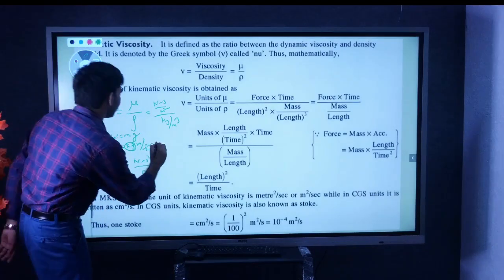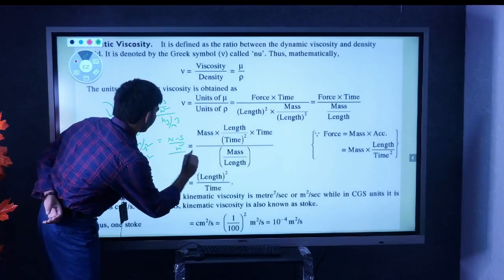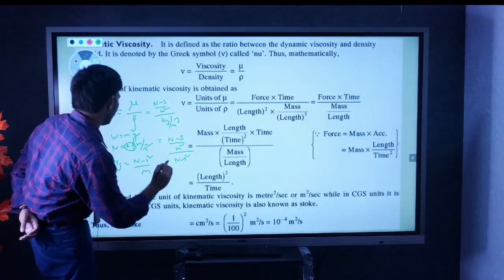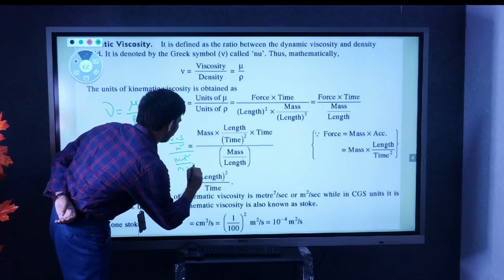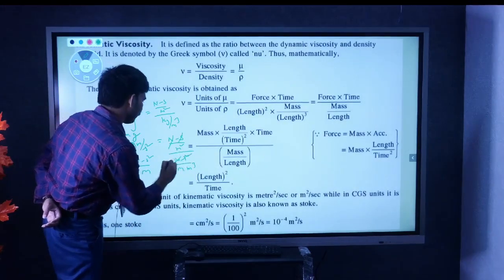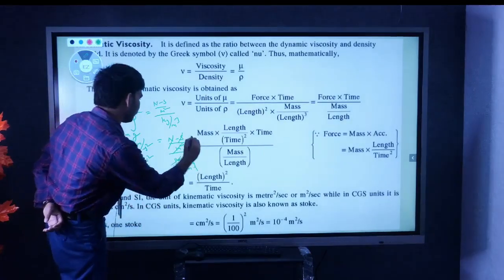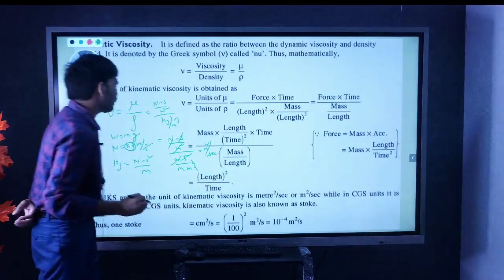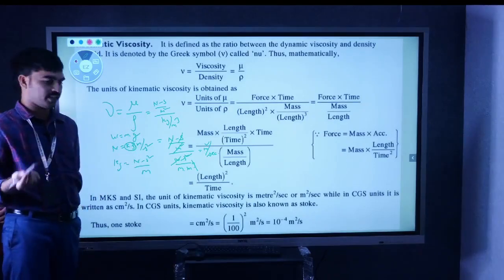So just replace here, you will get Newton second per meter square by Newton second square by meter into meter cube. So Newton will cancel, second will cancel, meter square will be cancelled here. Finally you will get meter square per second. So what is the unit of kinematic viscosity? It is meter square per second.